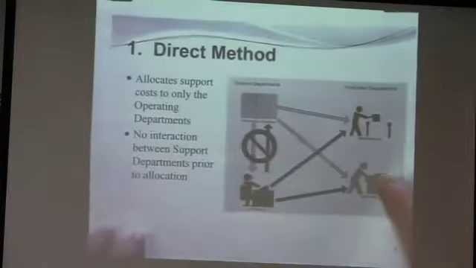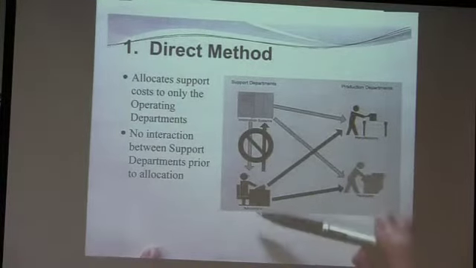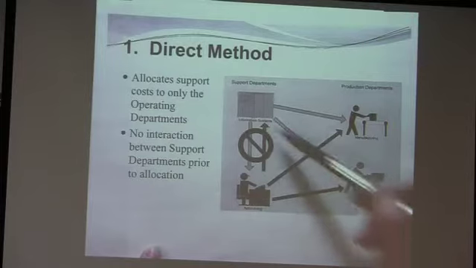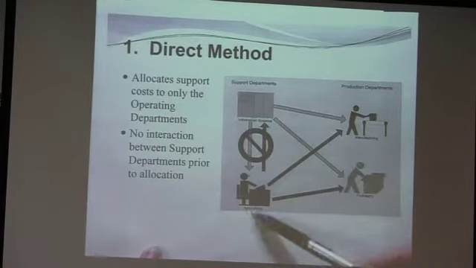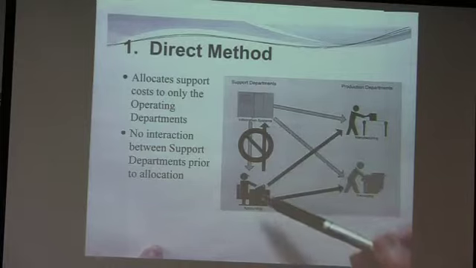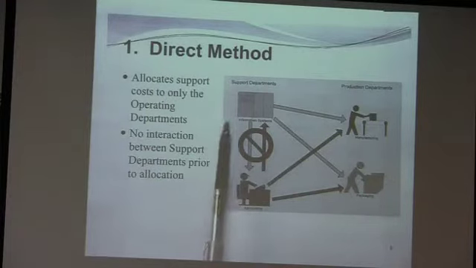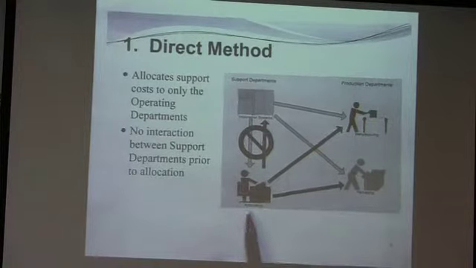The first one is direct, and the direct method allocates the support cost to the production department directly. Essentially it ignores the fact that support departments may have costs associated with supporting other support departments. So under the direct method, we assume that no interaction between support departments occurs prior to the actual allocation. In this example, we have the IT department and the accounting department, and you'll see that accounting supports the IT and IT supports the accounting department.